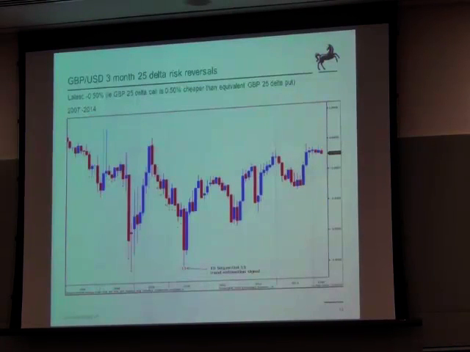It's called a sequential 13, which is suggesting that the entire down move in this risk reversal from the high of 2007 finally reached a point of natural exhaustion. It's a monthly chart.